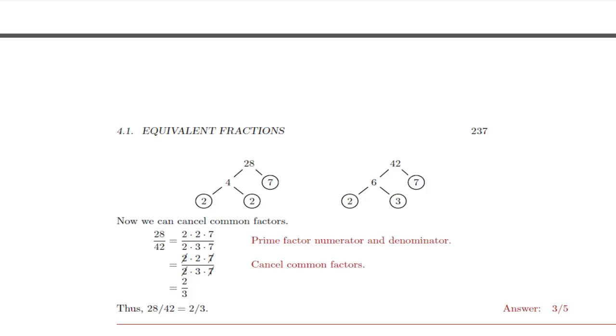So the prime factors of 28 are 2 times 2 times 7, and the prime factors of 42 are 2 times 3 times 7. Canceling what's common, they have a 2 in common and a 7 in common, so we're left with 2 in the numerator and 3 in the denominator. Thus, 28 over 42 equals 2 over 3.